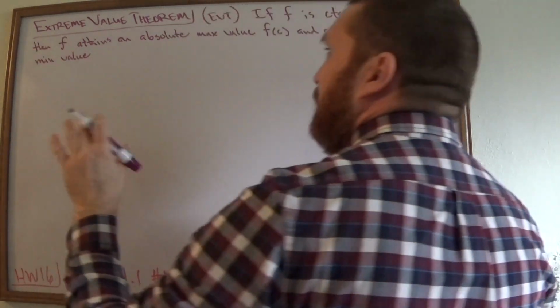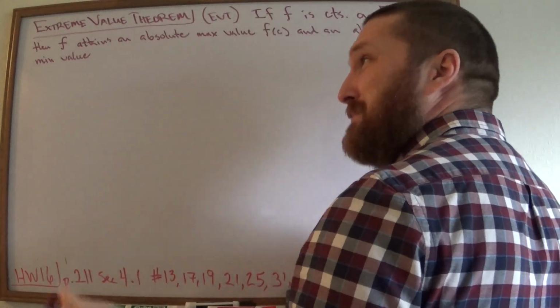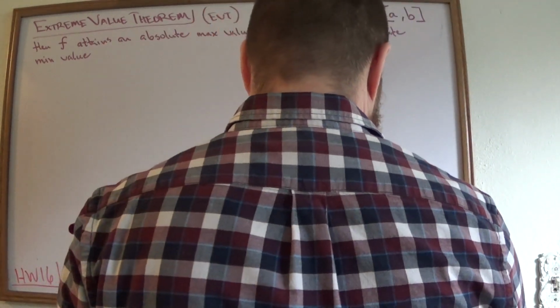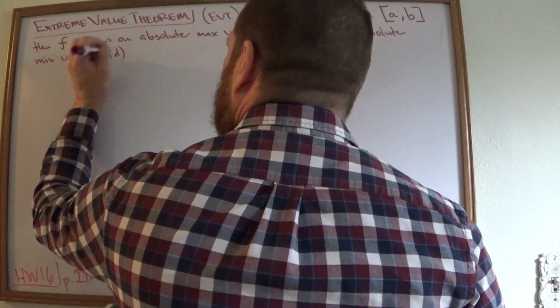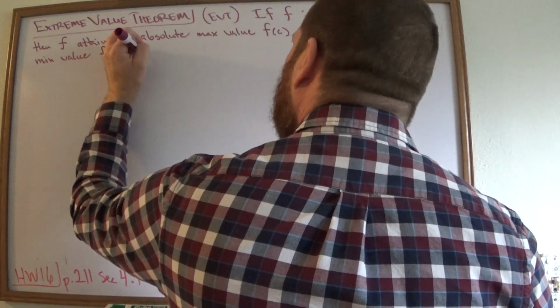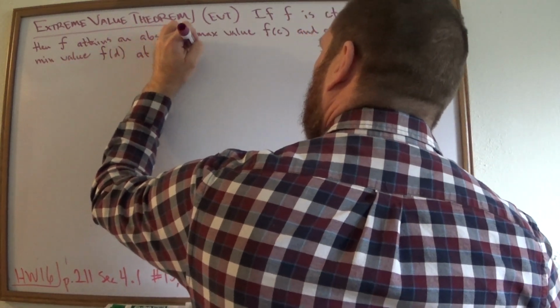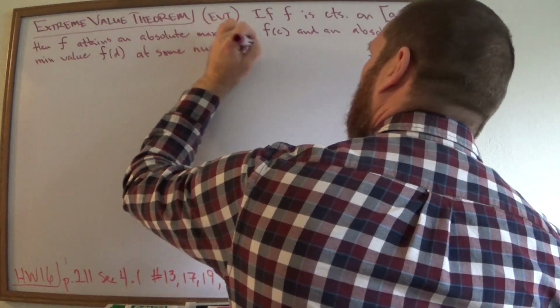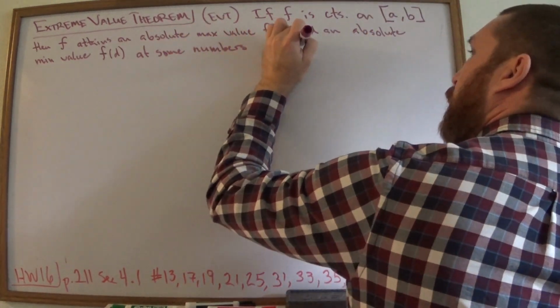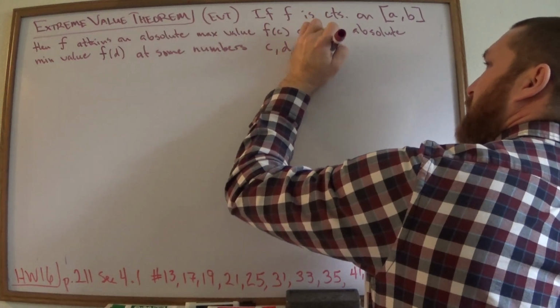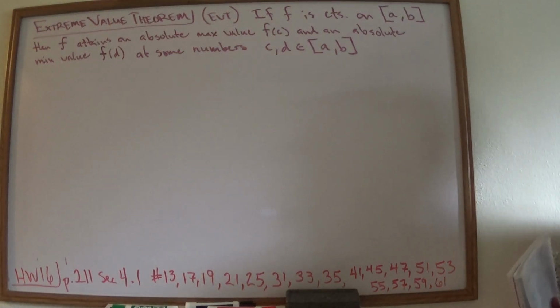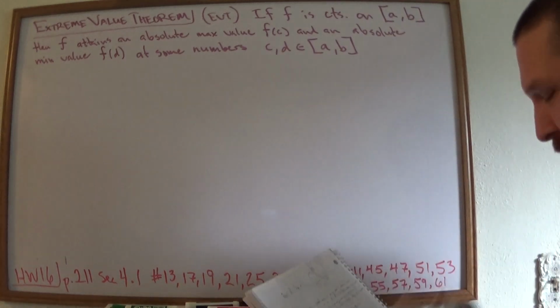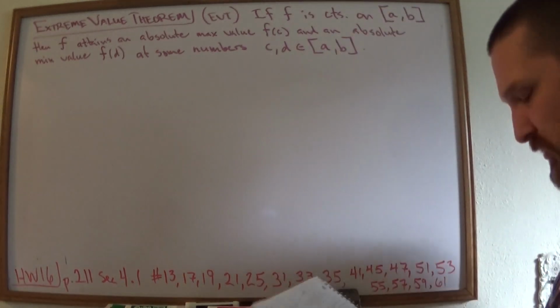And obviously I'm abbreviating maximum as max and minimum as min, and that's what I'm going to do forever. Min value, call it f of d, at some numbers c and d which are in the interval a to b. They could possibly be a and b themselves. So let's just draw some pictures and this will all make perfect sense. So that's the extreme value theorem.